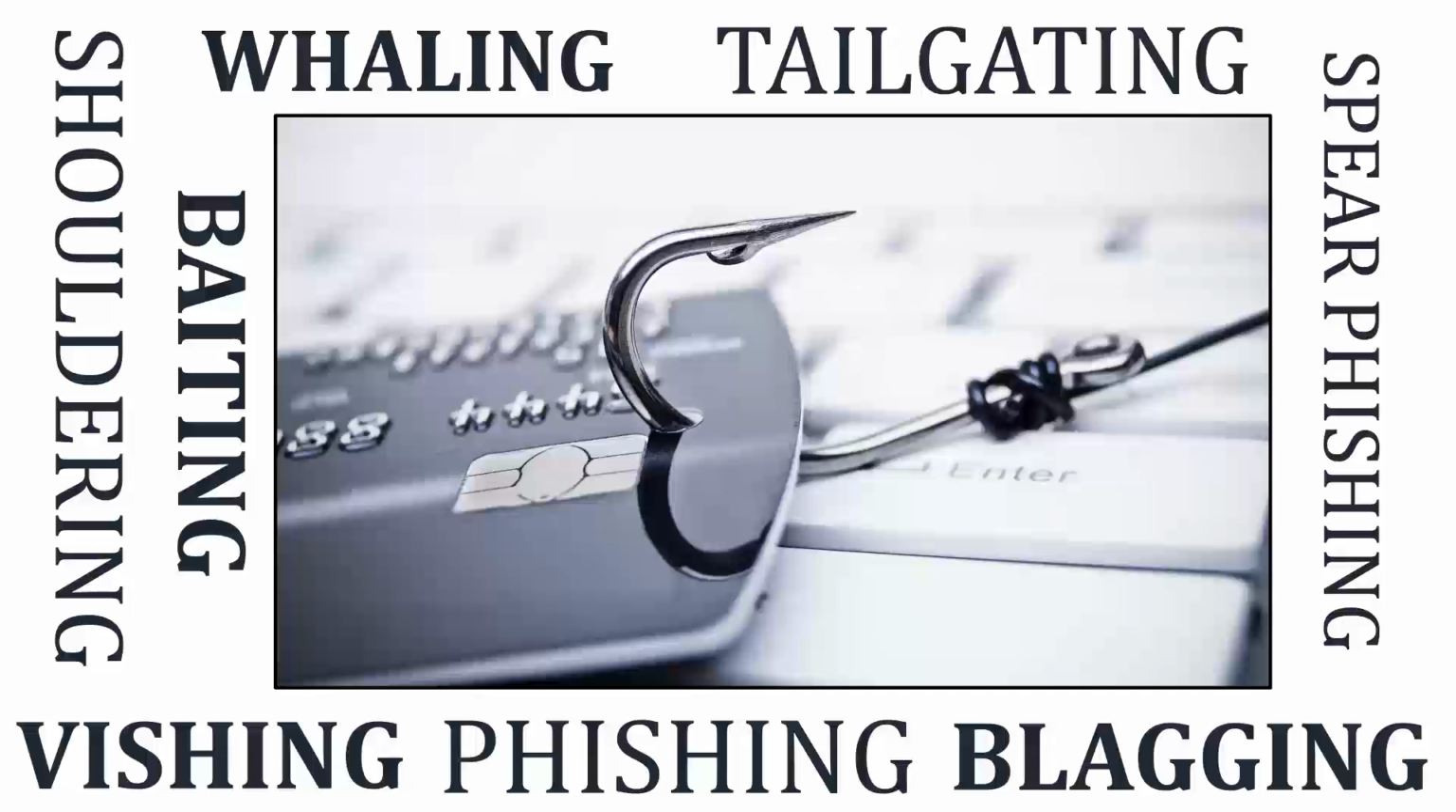Shouldering. This is someone just looking over your shoulder to steal confidential information. We think of shouldering an awful lot when we type our PIN into an ATM machine. Baiting. A really good example of baiting might be to leave an infected USB on the floor where someone might pick it up and plug it in.